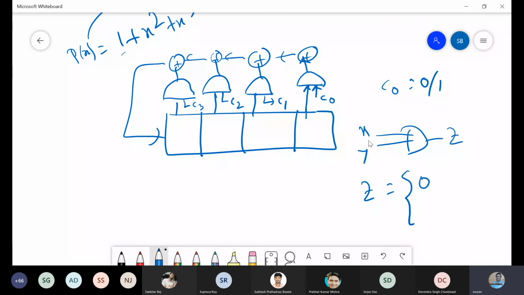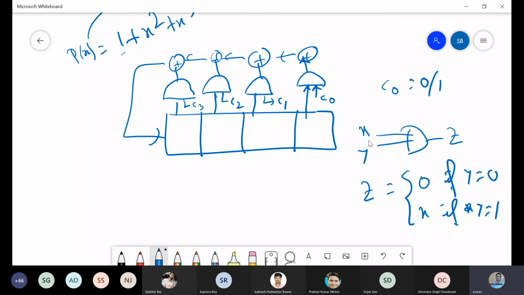This is 0 if y is 0, or it is x if y is 1. This is an AND gate, so it doesn't matter if it is 0. That means this cell is not contributing to the feedback. So we are taking some feedback bits. So this is the general form.